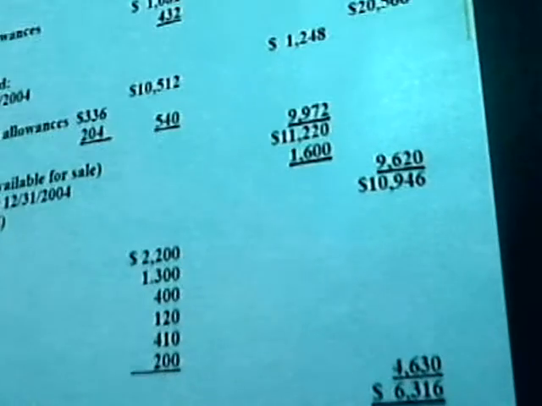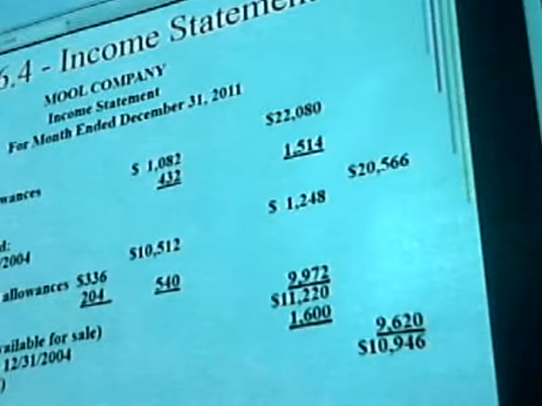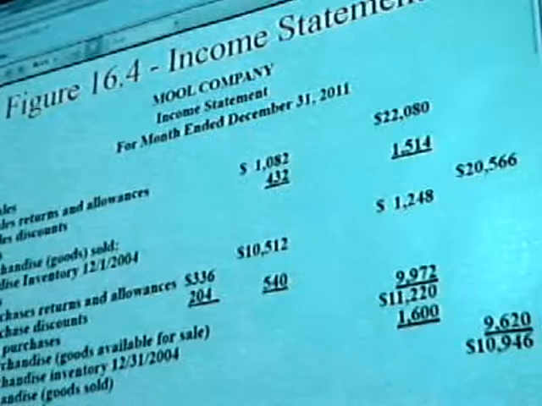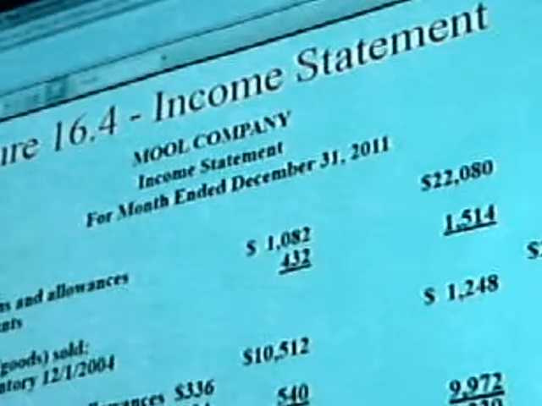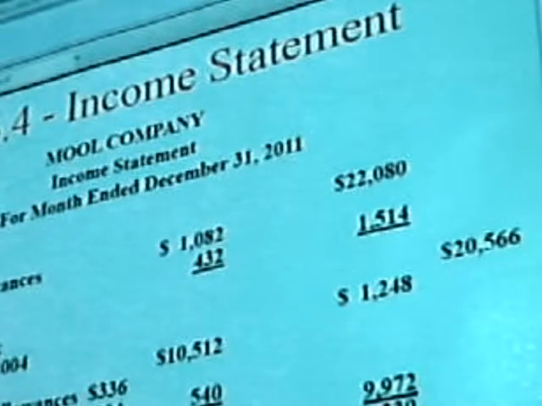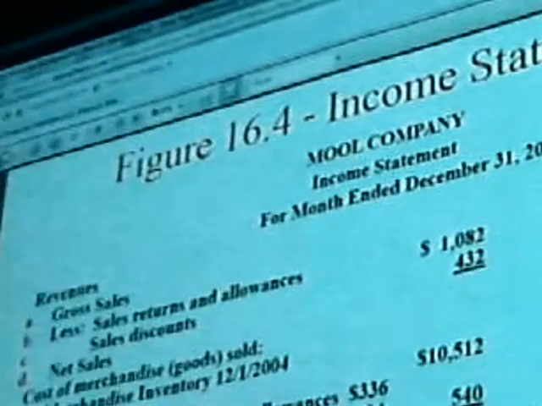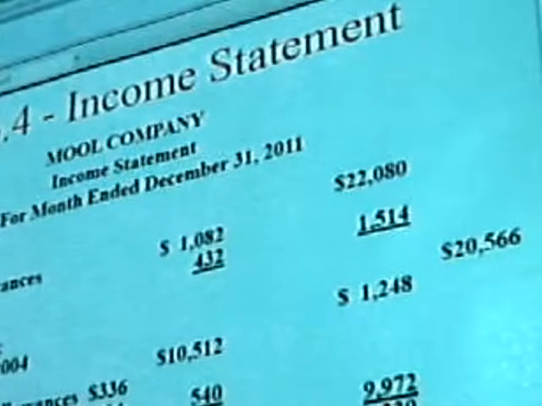Now, let's start at the top. Gross sales. Why do we call it gross? Because that's before we subtract taxes or any expenses or the cost of goods sold. So in other words, this is like our raw sales before we subtract anything. We don't get to keep this amount, do we? What do we get to keep in the end?